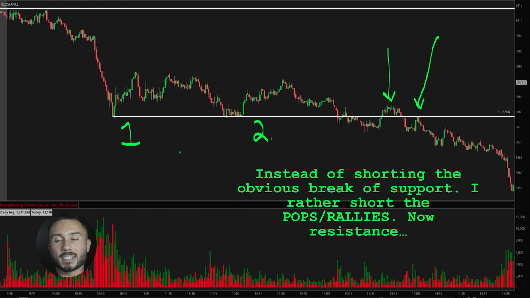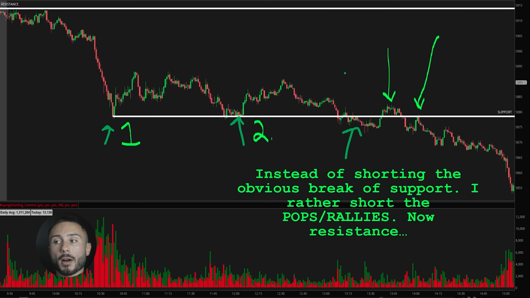So here we could see that same support level break that I mentioned earlier and in the last episode of the series, where we have support, eventually it breaks. Now again, I don't short just because the support level breaks. Instead of shorting the obvious break, what I'd rather do is let it break first. Let everybody get short. Let the market stop them out.